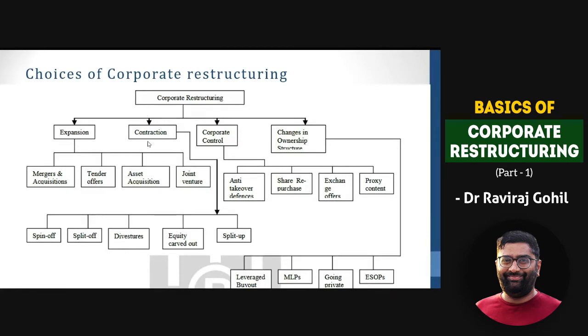So this is the second possibility. The third possibility is to change or increase the corporate control. So anti-takeover defenses, share repurchases, exchange offers, and proxy contests are part of corporate control. And finally, the last choice that you have is changes in the ownership structure. So you have options of leverage buyout, MLP, going private, and ESOP. So now onwards, we're going to discuss each of the strategy and the possibility or the transactions in detail.